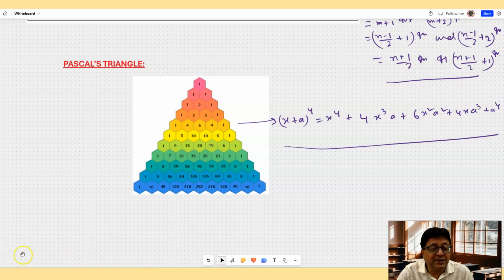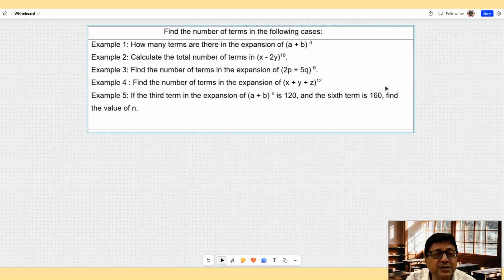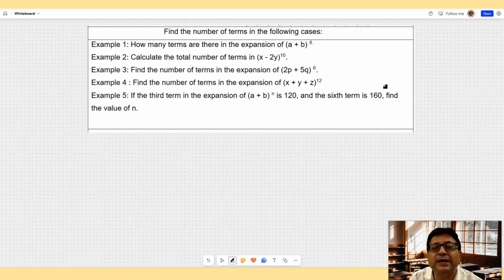Okay, now let us start solving sums on binomial theorem. But in today's class I will be discussing text-based sums, like the sums normally found in the NCERT and NCERT exemplar book. The first set of questions will be like this: how many terms are there in the expansion of a plus b to the power 8? Here index is n. So as n equal to 8, number of terms n plus 1 equal to 8 plus 1, that is 9. Everyone can state number of terms.